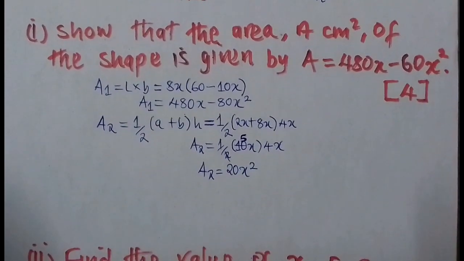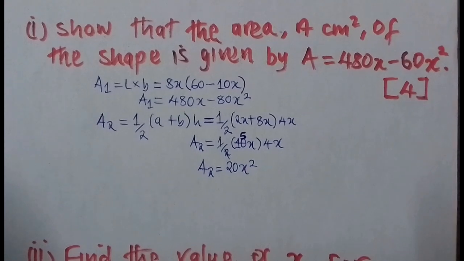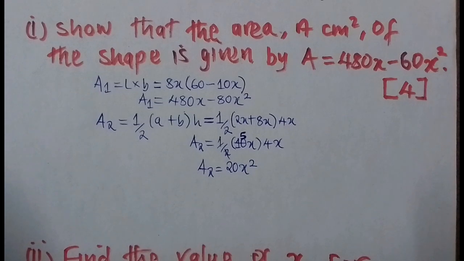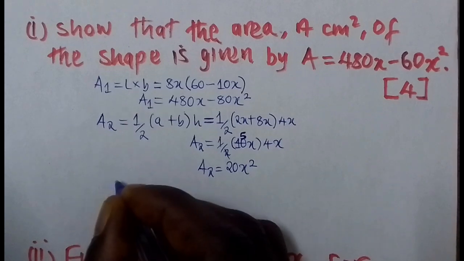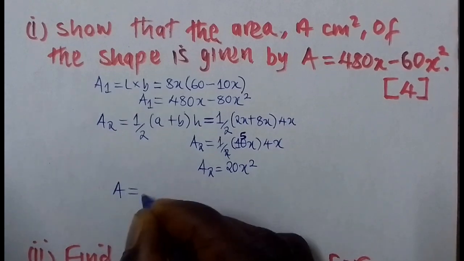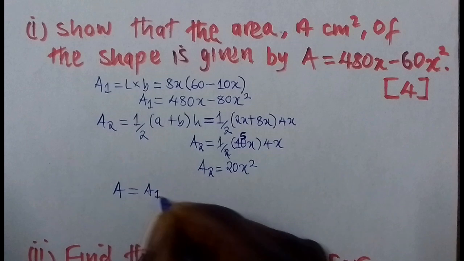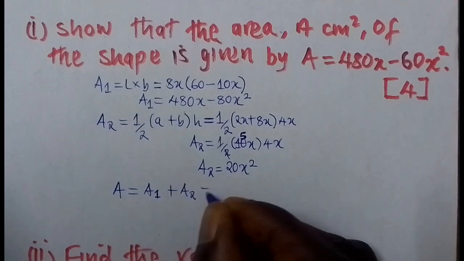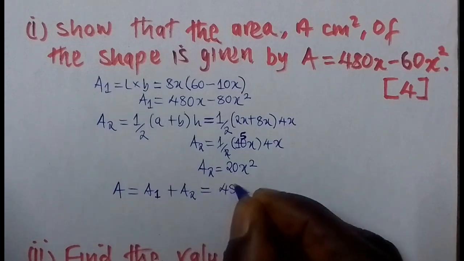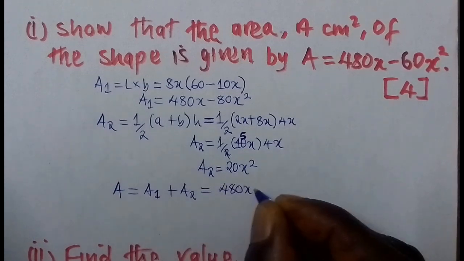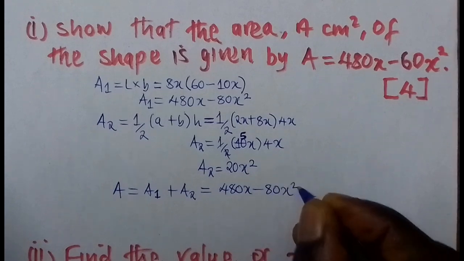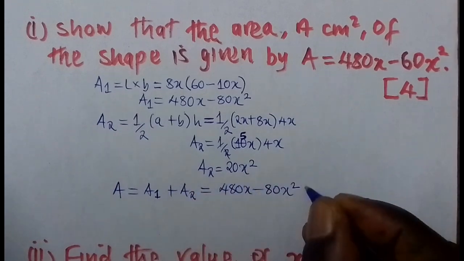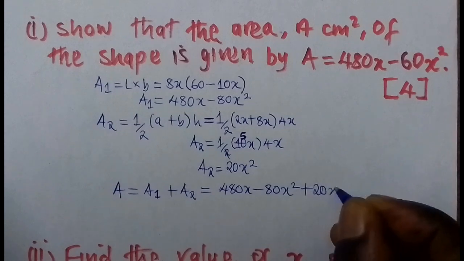So for that, we are now going to add what we got on area 1 and what we've gotten on area 2 to get the total area of the shape. So total area of the shape, I'll indicate it just as A. So A is equal to area 1 plus area 2. Area 1 is 480x minus 80x square, and area 2, so add plus 20x square.